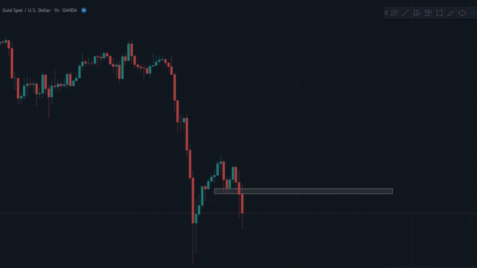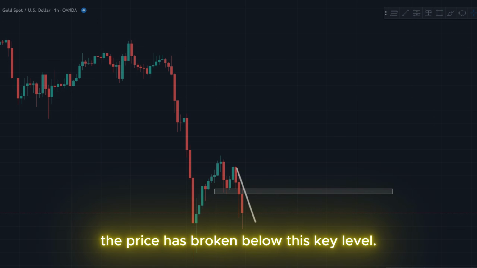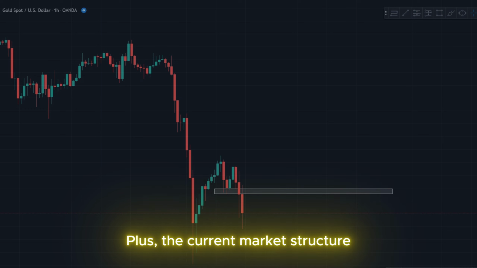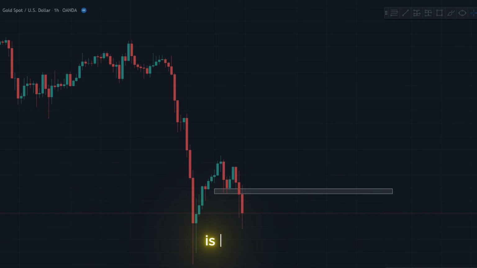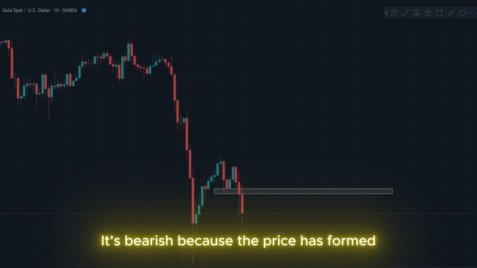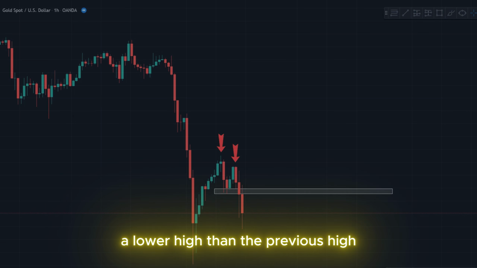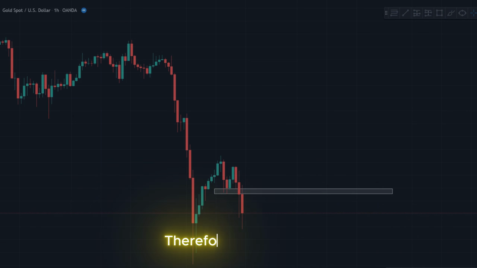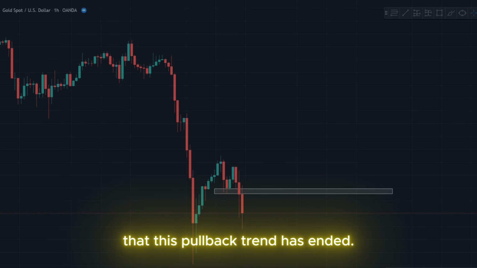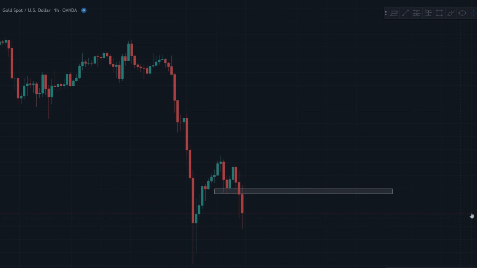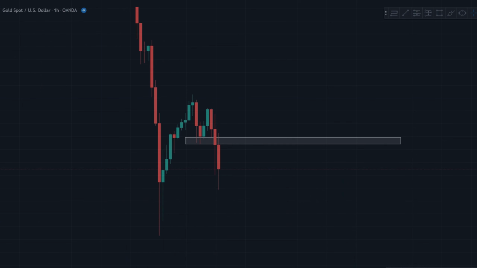But no. The price has broken below this key level. Plus, the current market structure is bearish. It's bearish because the price has formed a lower high than the previous high and a lower low than the previous low. Therefore, we confirm that this pullback trend has ended. This is the moment to observe for a trade entry, because the pullback has ended.